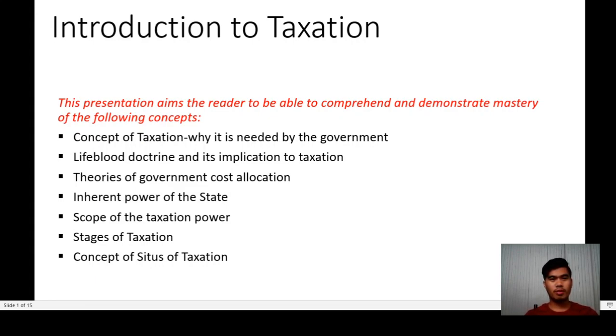This afternoon we'll be discussing a brief introduction to taxation. This presentation aims for the listener or the viewer to be able to comprehend and demonstrate mastery of the following concepts. One is the concept of taxation, why it is needed by the government. Two is the lifeblood doctrine and its implication to taxation. Third is the theories of government cost allocations. The fourth one is the inherent power of the state, scope of taxation power, stages of taxation, and the concept of situs of taxation.